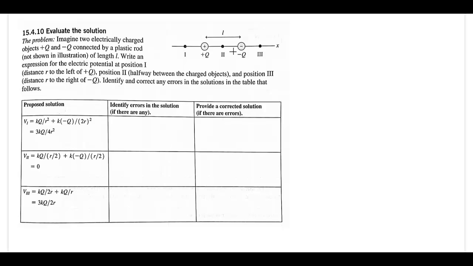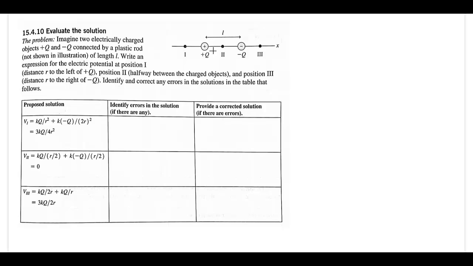So, looking at this, we've got the two charges that are separated by a length L, and we know that point 1 is a distance r to the left of plus Q. Position 2 is halfway between the two charges, so L over 2. And position 3 is r to the right of negative Q. So, let's look at their solutions. Now, one thing that I am reluctant to state is that one half of L is equal to r. Just because it looks like it here does not mean that that is true. It is not fair to assume that.